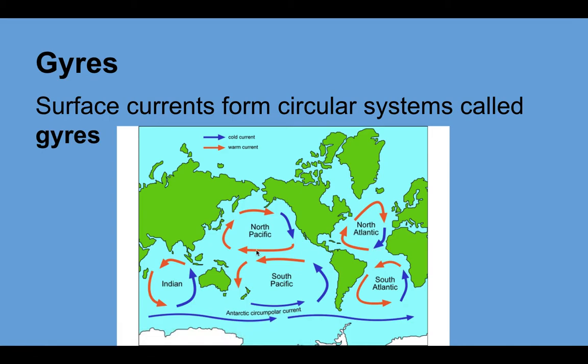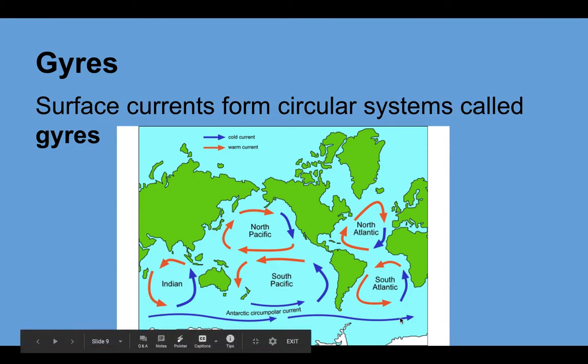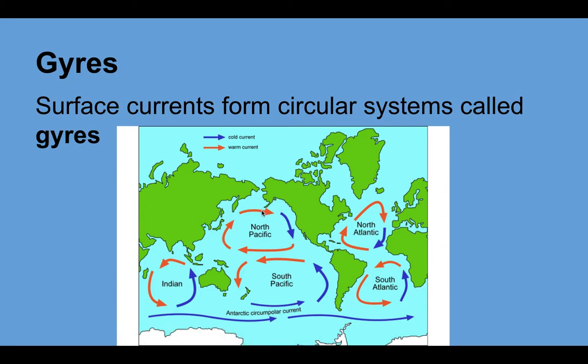So there are 5 major ones here, and then Antarctica, the Southern Ocean, has one just going straight across, like water just circles around Antarctica. We are on the North Pacific Gyre. If we look at this, it tells you whether the water is warm or cold, and we'll get to that in the next slides, and what direction they're pointing in.